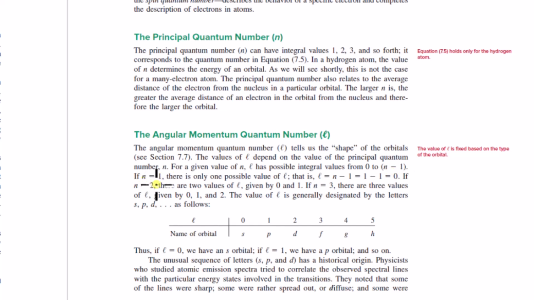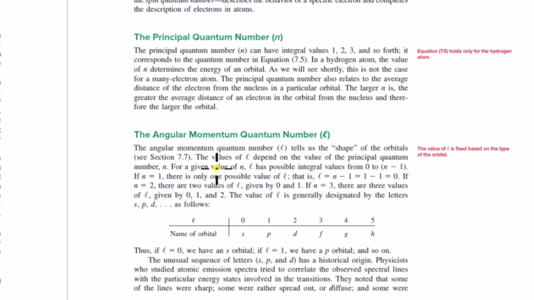So if n is equal to 1, there's only one possible value of l. That's l is equal to 0. If n is equal to 2, there are two values of l, given by 0 and 1. If n is equal to 3, there are three values of l, given by 0, 1, and 2. So here, again, this is telling you the shape of the orbital, and each energy level, or each principal quantum number, has a certain number of l values associated with it.